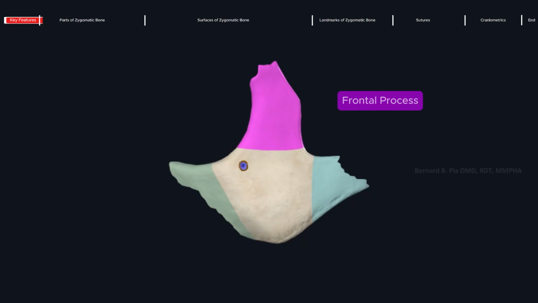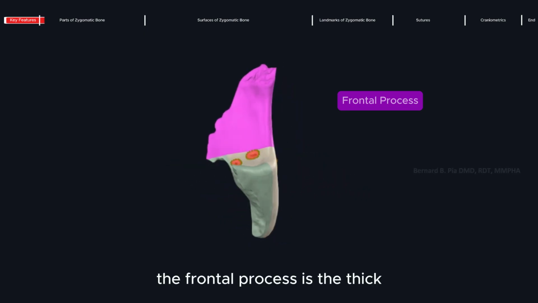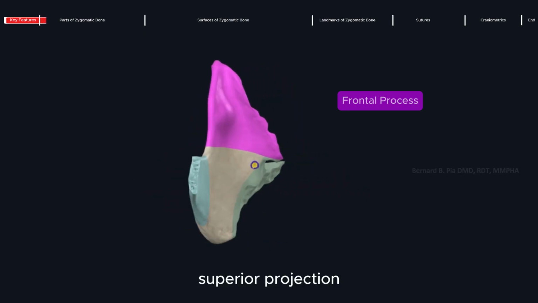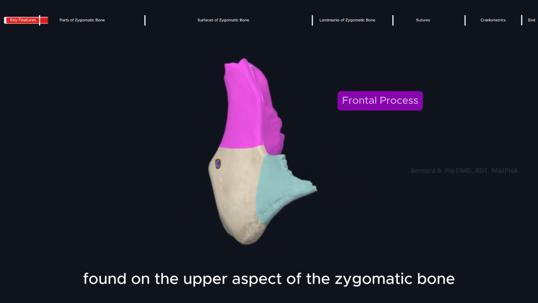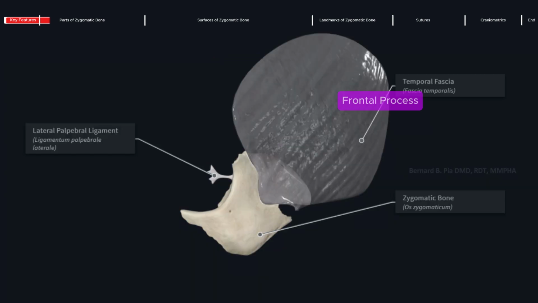Parts of zygomatic bone. 1. The frontal process is the thick superior projection found on the upper aspect of the zygomatic bone. It provides attachment sites for the lateral palpebral ligament and temporal fascia.